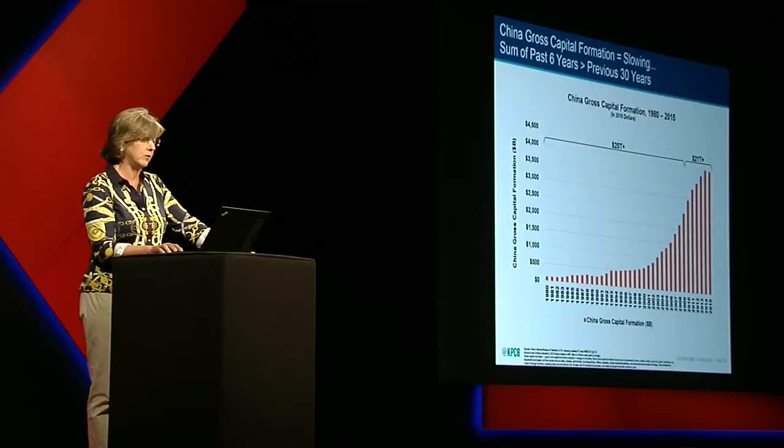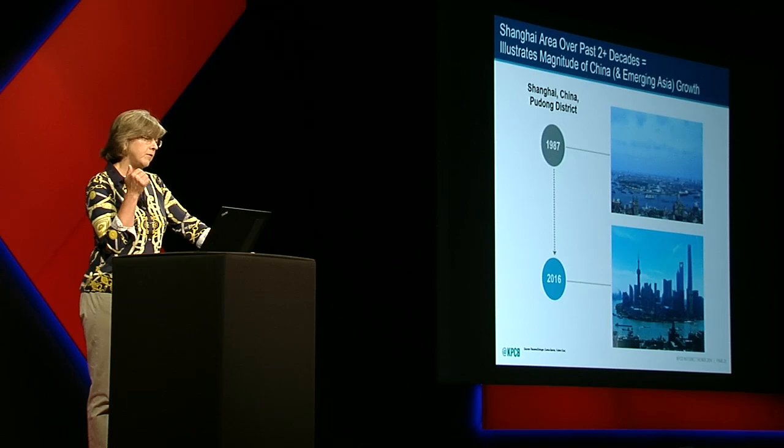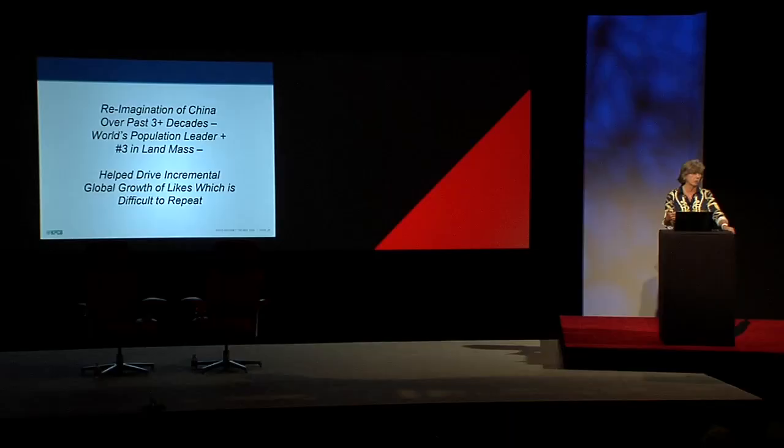And China's gross capital formation spending slowed in 2015. For those of you that have spent time in China, if you were there in 1987, this was what the Pudong district in Shanghai looked like. This is what it looks like in 2016. It's the best example we have visually of showing just how powerful that growth was in that part of the world. The reimagination of China over the last three decades helped drive incremental global growth of the likes, which will be very, very difficult to repeat.